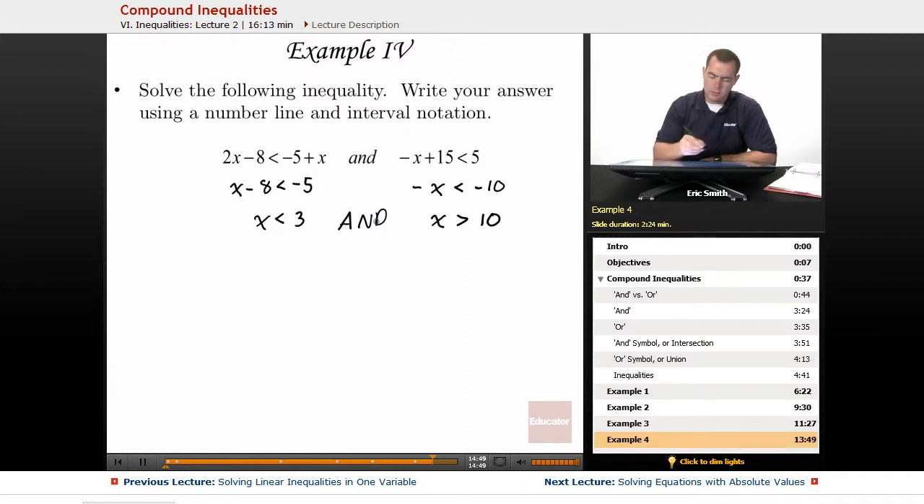Now this one actually poses a problem. When we're dealing with and, it must satisfy both of these conditions in order to be included. And if you start thinking, well, what numbers are less than 3 and they are also greater than 10? You'll see that you don't get any numbers. You can't be both things at the same time. They're both in completely different spots on our number line.